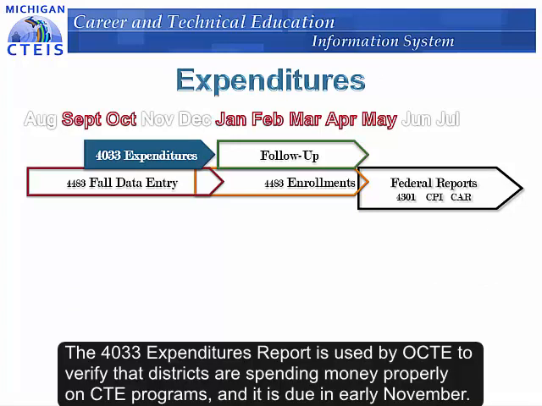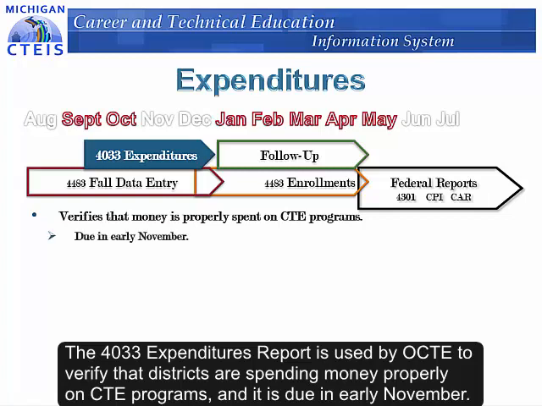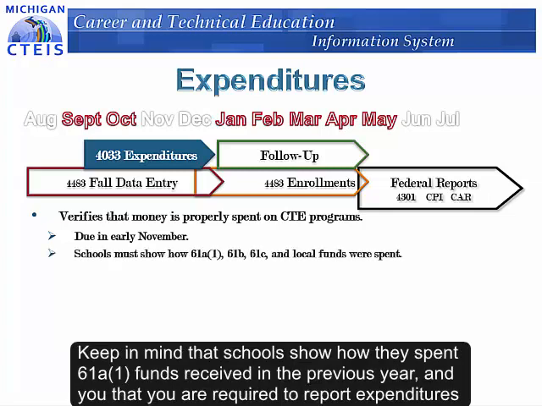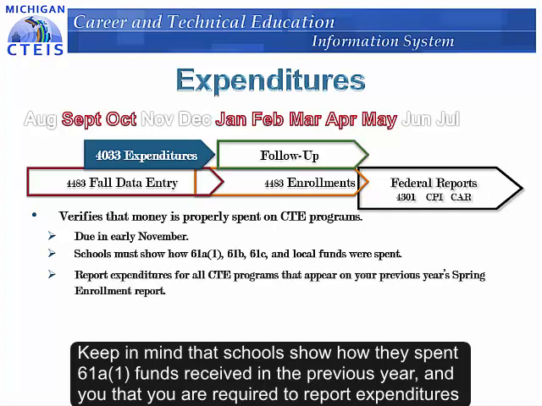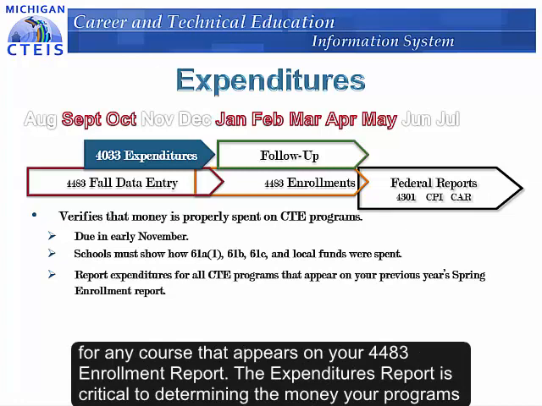The 4033 Expenditures report is used by OCTE to verify that districts are spending money properly on CTE programs, and it is due in early November. Keep in mind that schools show how they spent 61A1 funds received in the previous year, and that you are required to report expenditures for any course that appears on your 4483 enrollment report.